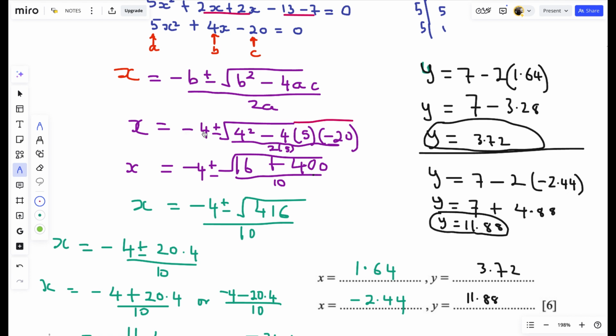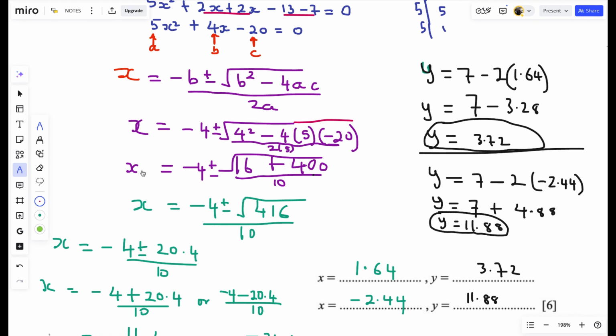Okay, so you say minus 4 plus or minus the square root of b squared means 4 squared, since b is 4, minus 4, you write this 4 here. This a is what? The value of a is 5. So you say multiply by 5. This bracket means multiplication. Then multiply by c. What's the value of c? c is negative 20. You put negative 20 here. All over 2a. 2 times a, which is 5. 2 times 5, which is 10.